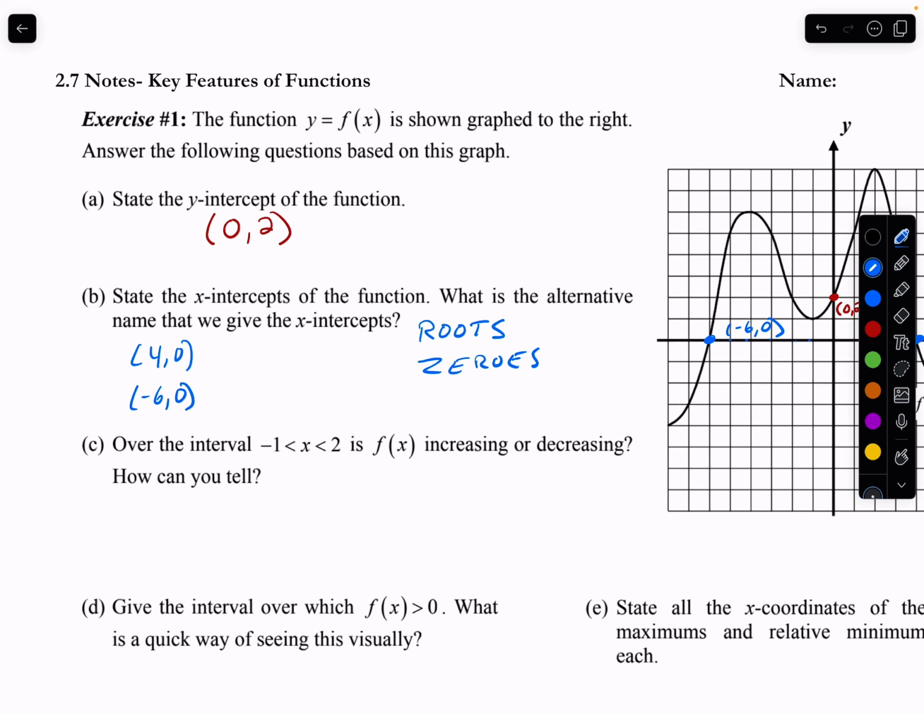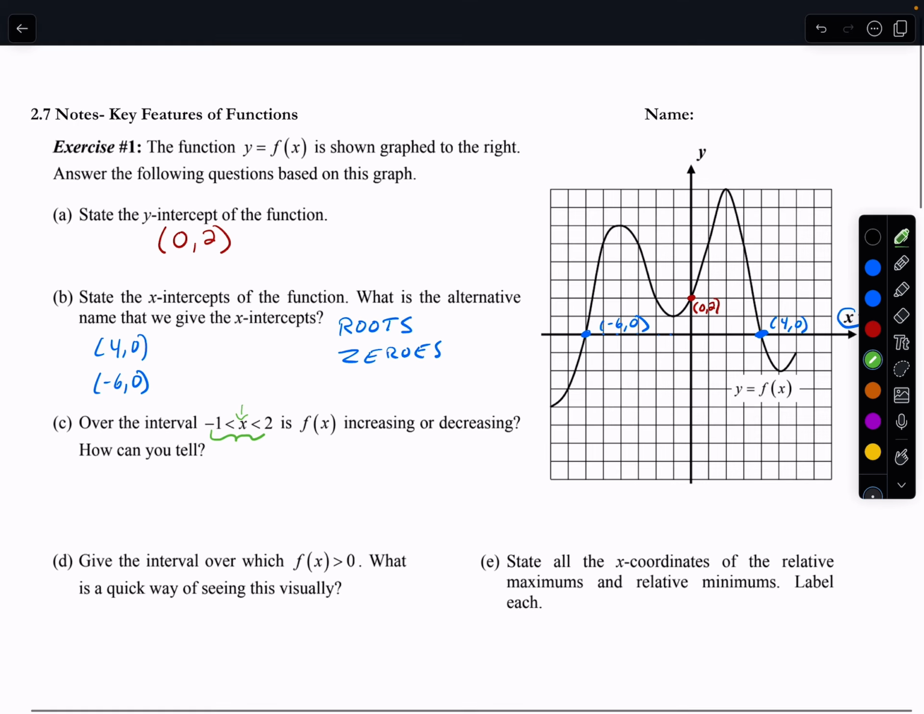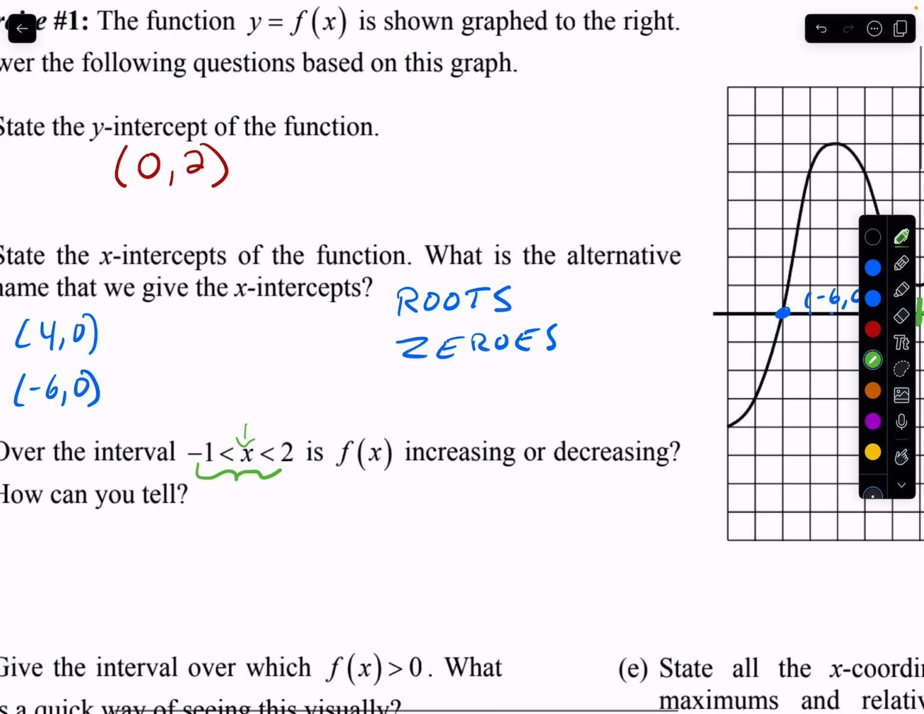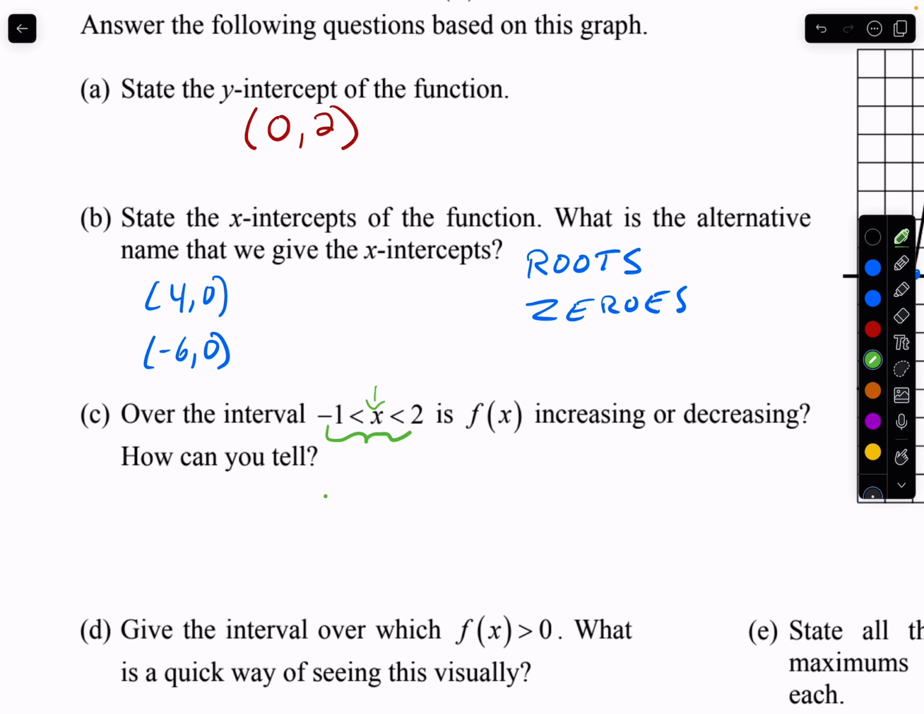Okay? Next question. Over the interval negative 1 to 2, is f(x) increasing or decreasing? Notice that we're talking about the domain negative 1 to 2, so we're looking at this area. From negative 1 to positive 2, is the graph increasing or decreasing? The way we like to think about that is if we're traveling left to right, we can see that the graph is increasing. As x increases, y also increases. So that's a nice shortcut.